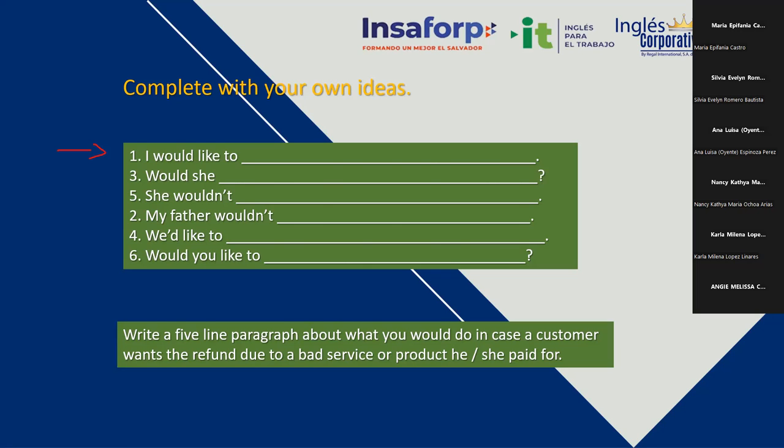Another volunteer, Nancy Katia. You can choose the one that you want to complete. What number, teacher? You choose the one you like. Okay. I would like to sleep right now because I'm very tired. That's a good feeling. Thank you, Nancy. Angie? I would like to make a refund because it's a bad machine. Okay, I would like to make a refund.